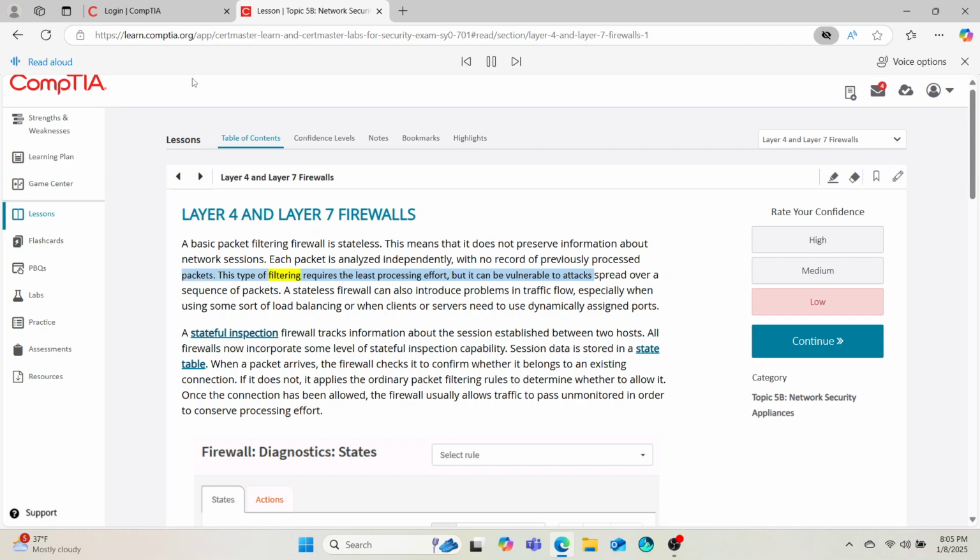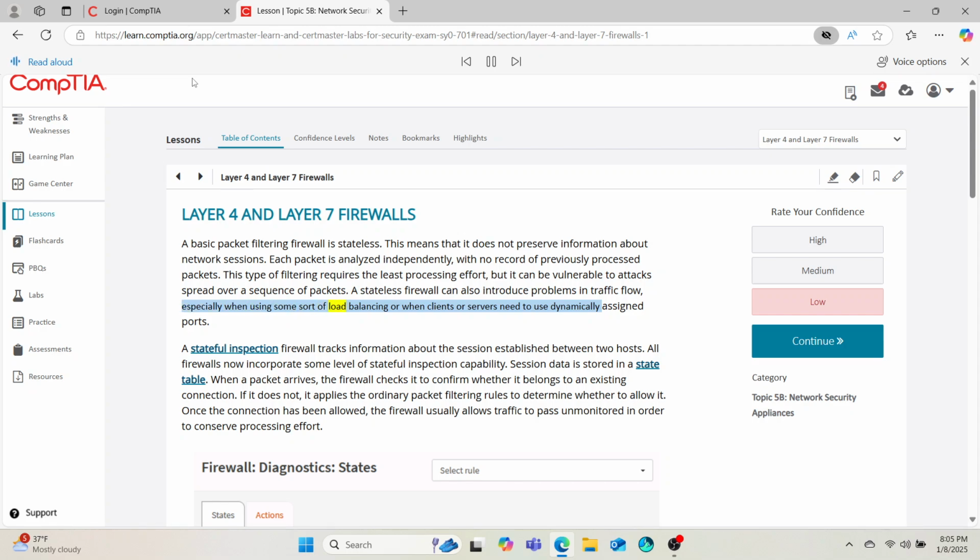This type of filtering requires the least processing effort, but it can be vulnerable to attacks spread over a sequence of packets. A stateless firewall can also introduce problems in traffic flow, especially when using some sort of load balancing or when clients or servers need to use dynamically assigned ports.